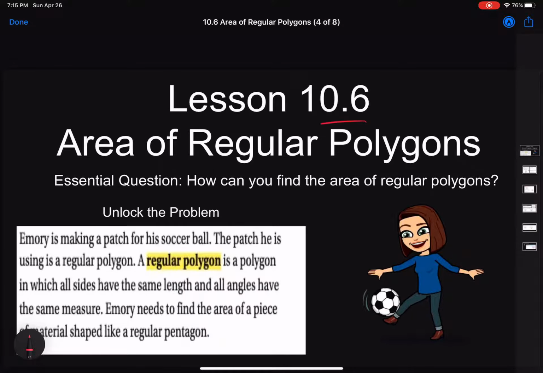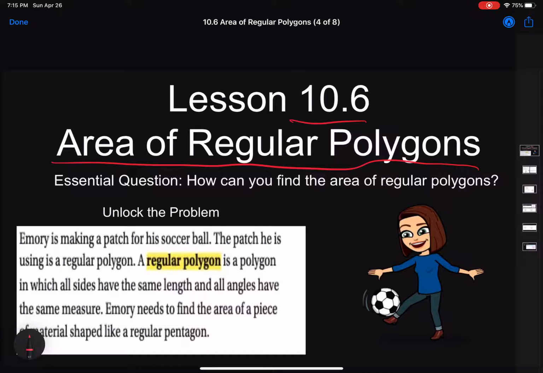In your notes, put 10.6 and also write area of regular polygons. Pause if you need to so you don't fall behind. Here's the definition of a regular polygon: it's a polygon in which all sides have the same length and all angles have the same measure.